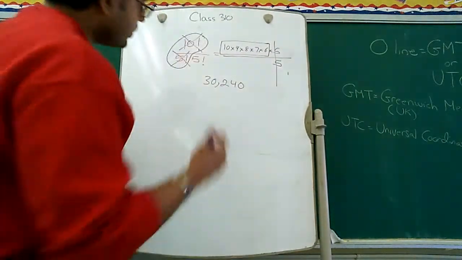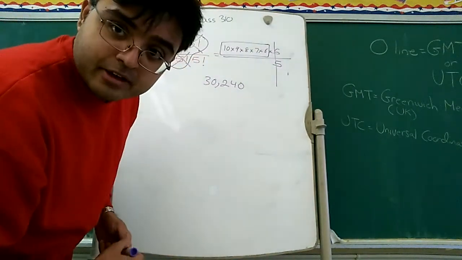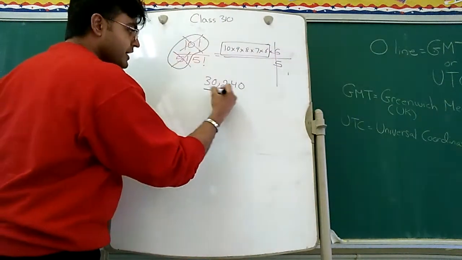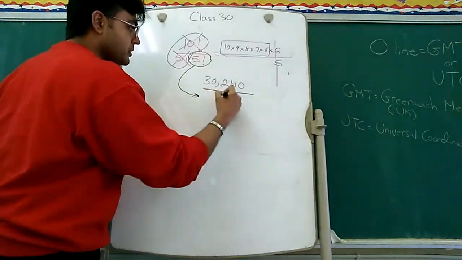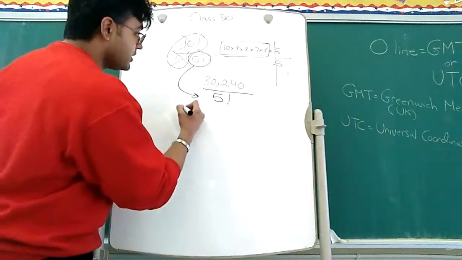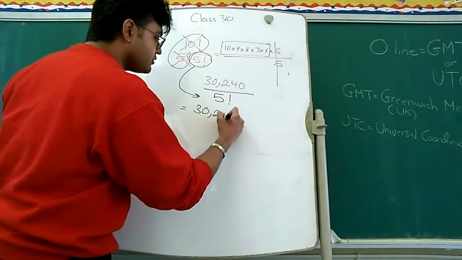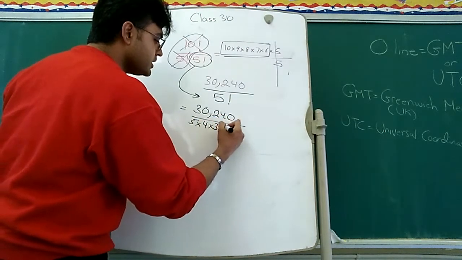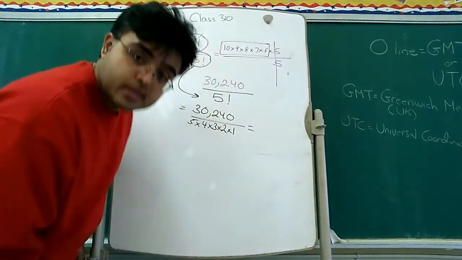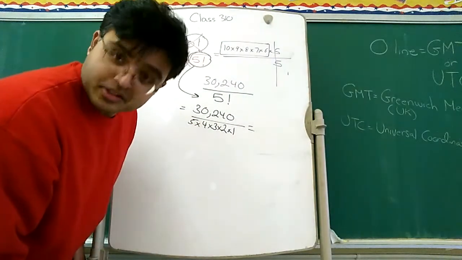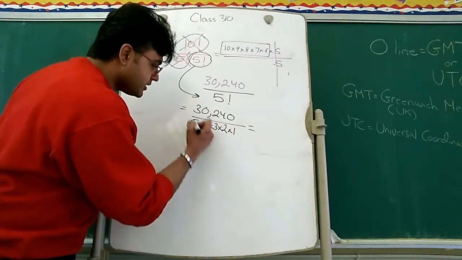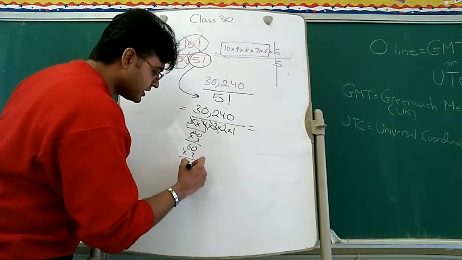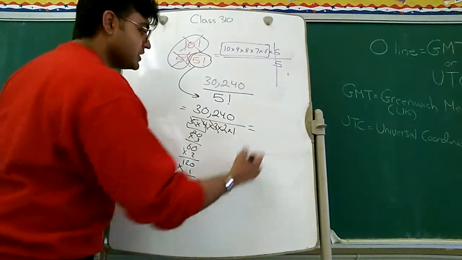What's remaining now? We have to use the leftover 5 factorial. Let's do it. So, 30,240 divided by this leftover factorial. Let's solve 30,240 divided by 5 times 4 times 3 times 2 times 1. We can do this without a calculator. Let's try. 5 times 4, 20. 20 times 3, 60. 60 times 2, 120. 120 times 1, 120.